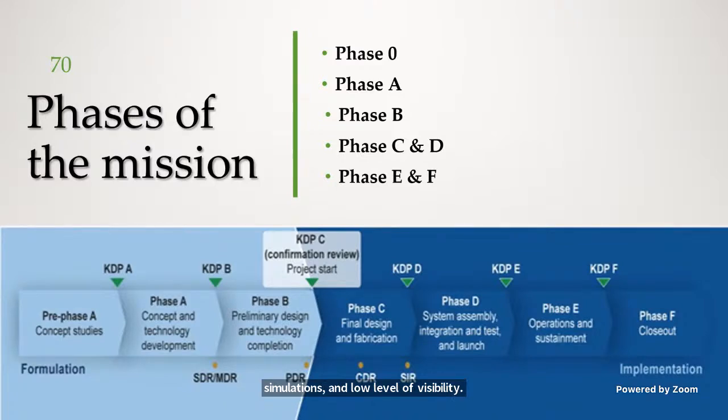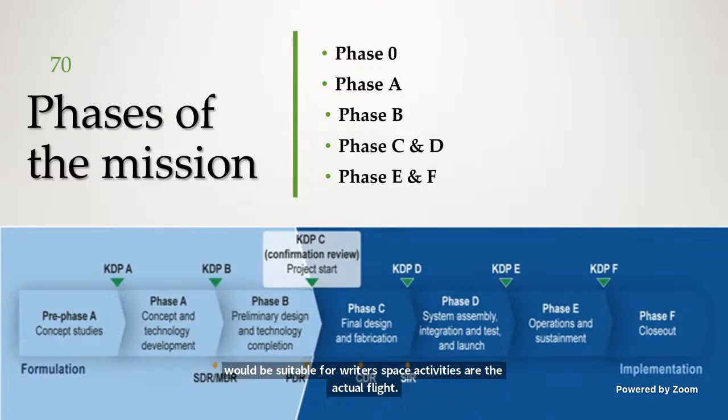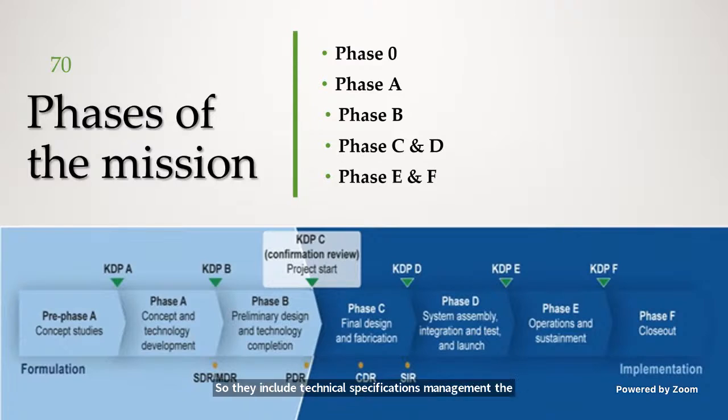Then phases C and D are usually combined. The purpose of these phases is to convert the outcome of phase B into a fully space-qualified model that would be suitable for either space activities or the actual flight. So they include technical specifications, management project, technical tests and validations, partner financial investments.